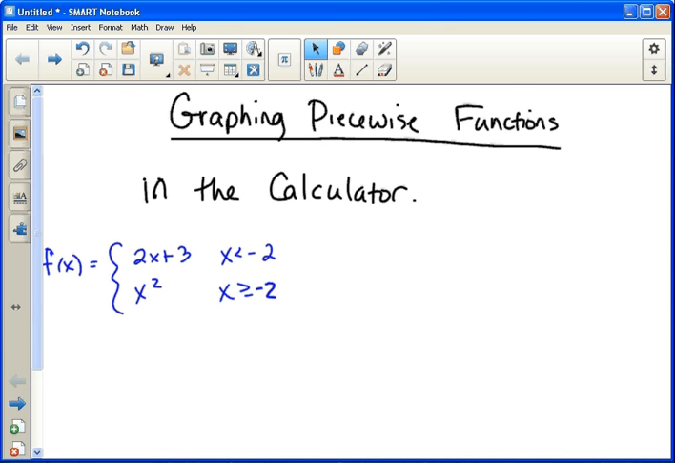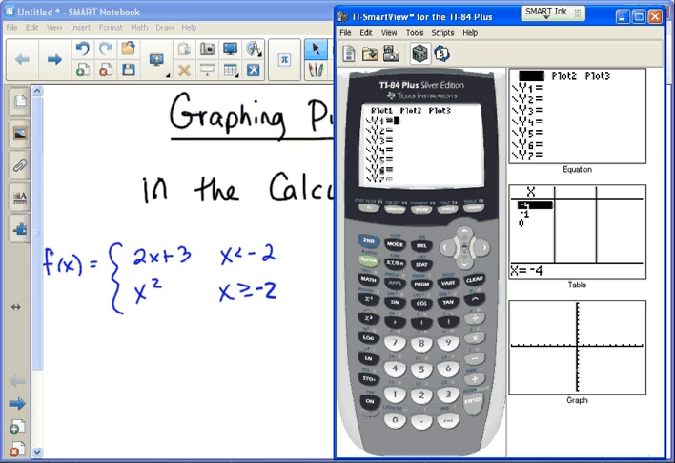So let's pull up a calculator here. And there's several different ways you can approach this. So if you have learned another way and you prefer that way, that's fine. But this is the way that I'll be handling it in class. The simplest thing, I think, since we have two equations, 2x plus 3 and x squared, is to plug this in as 2 y equals. In other words, I'm going to take this equation and plug it in y1, and this equation and plug it in y2. So first, let's look at the 2x plus 3.